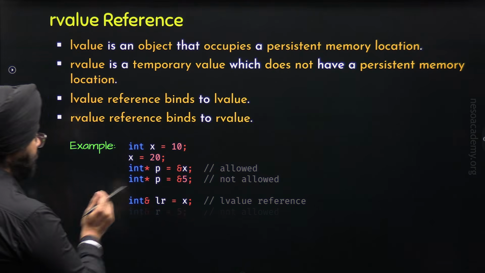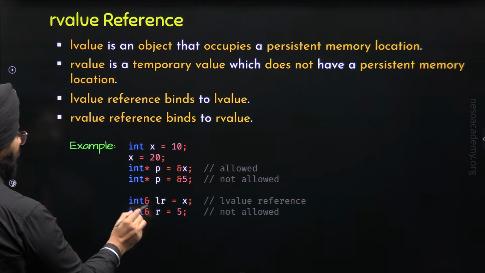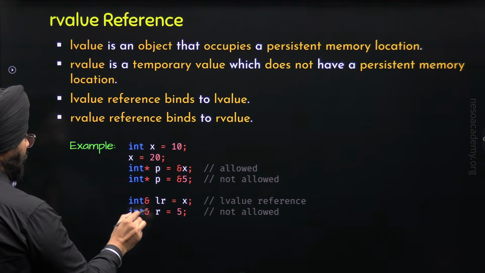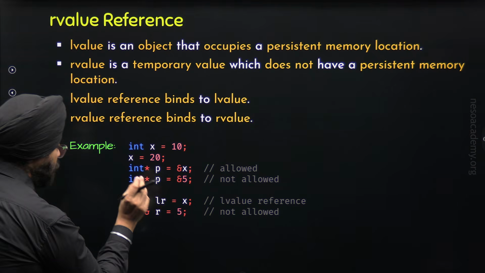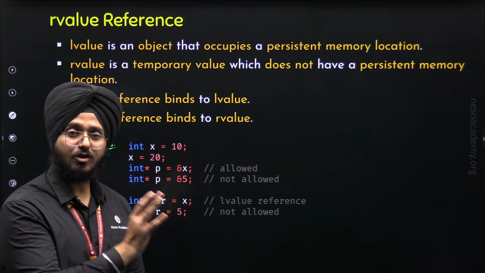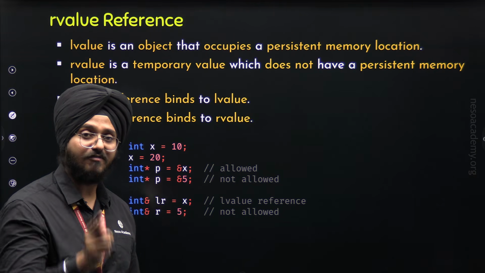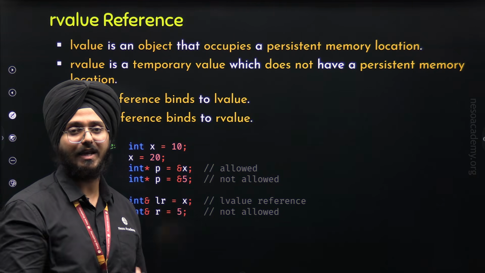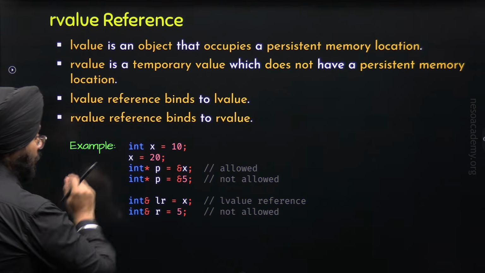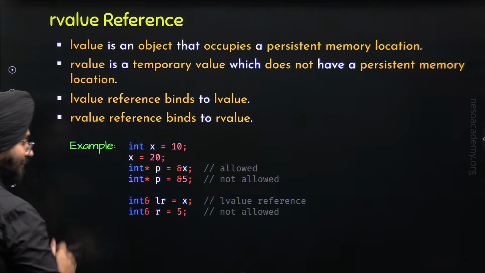Now what if we write this line? Here we also have the lvalue reference, but this lvalue reference is referring to an rvalue. This is not possible. We cannot do this in C++. An lvalue reference can only bind to an lvalue. But here we are trying to bind it to an rvalue. So this is not allowed.